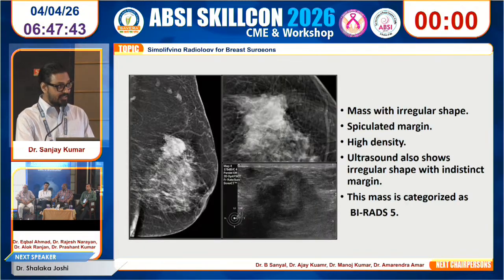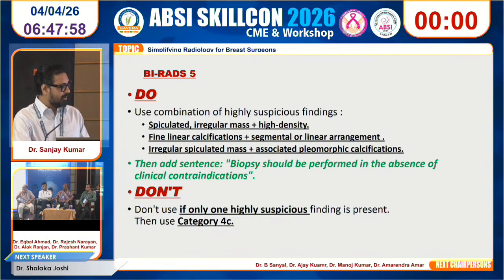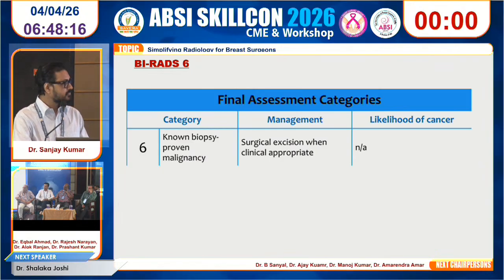So look at the images. This is the mass with irregular shape and having a lot of irregularities, so that's why BI-RADS 5. Again, this is spiculated margin, that's again considered as BI-RADS 5, because of the spiculated high density margin on a mammogram. So spiculated irregular mass plus high density, go for malignancy. Fine linear calcification plus segmental linear arrangement, go for malignancy. Do not use if only one suspicious finding is present, then use category 4C, highly suspicious. BI-RADS 6 is biopsy-proven malignancy.